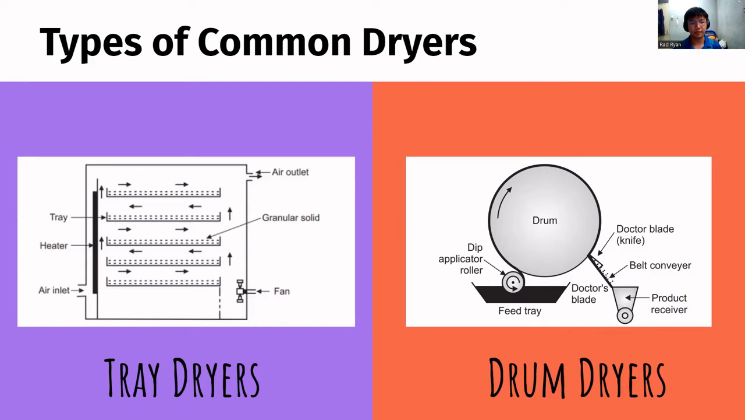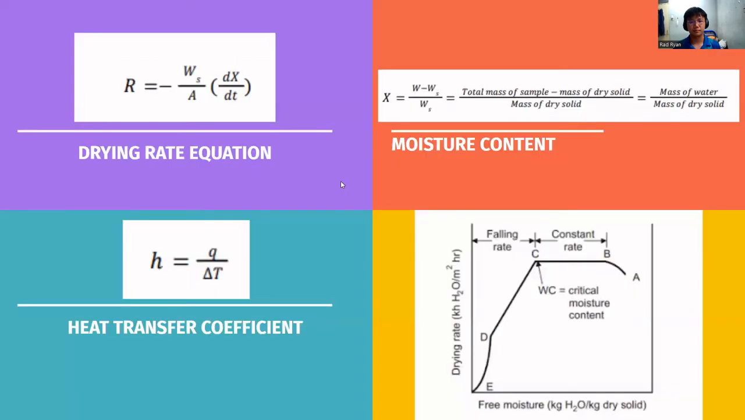So examples of batch dryers include the tray dryer, and for continuous dryers, we have dryers such as drum dryers, where materials through a conveyor belt can be rotated or passed through continuously. The main advantage of using the continuous dryer is that it saves a lot of time, and the time needed for the drying process to occur will be shortened or reduced significantly.